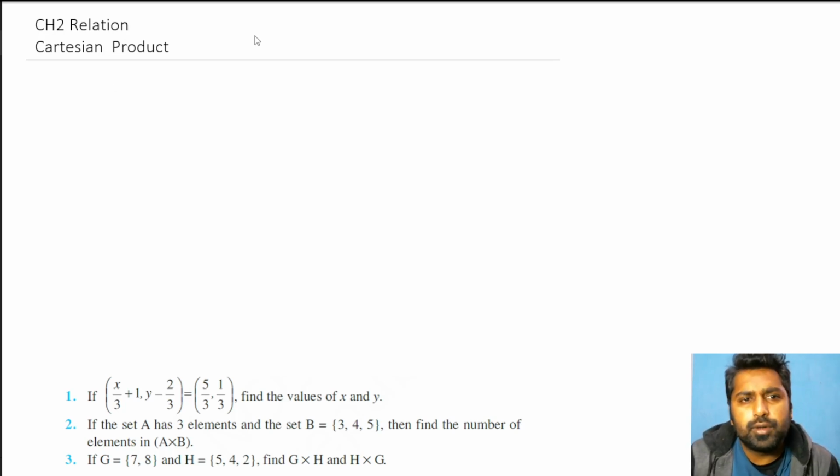So the topic for today is relation. That's our next chapter, and a pretty simple topic, relation and function as such. And the first subtopic is known as Cartesian product. So let's start the class.